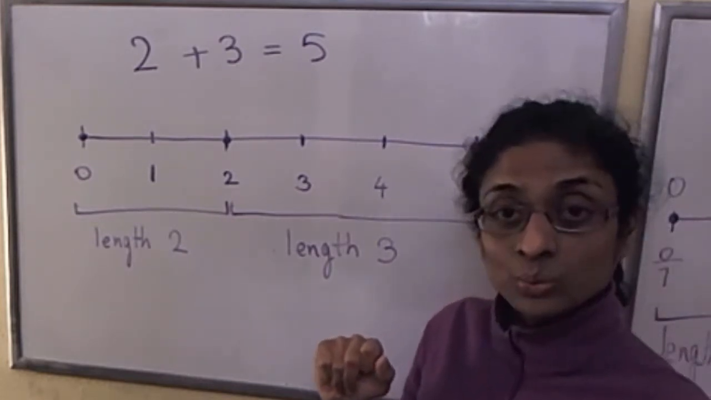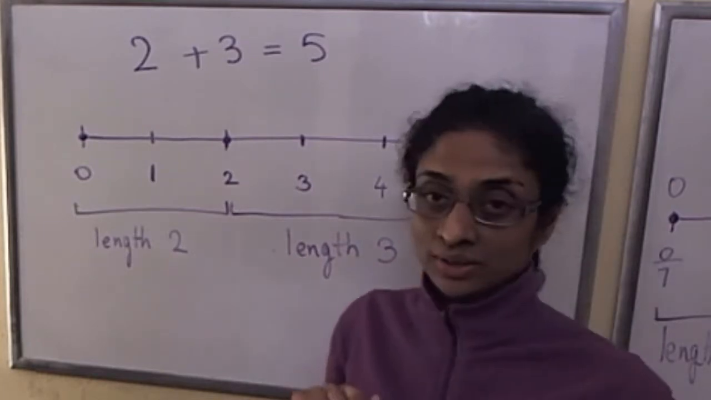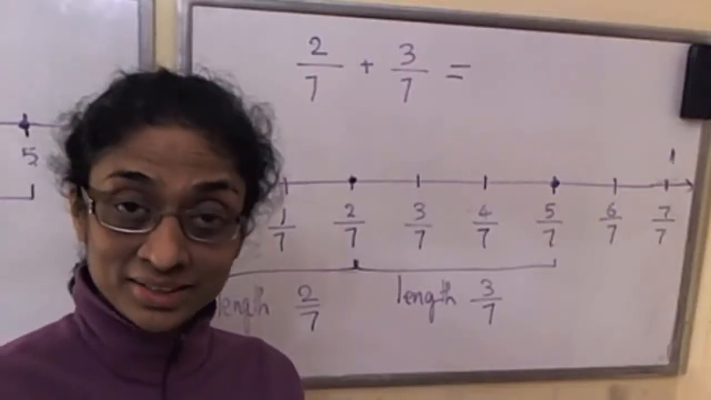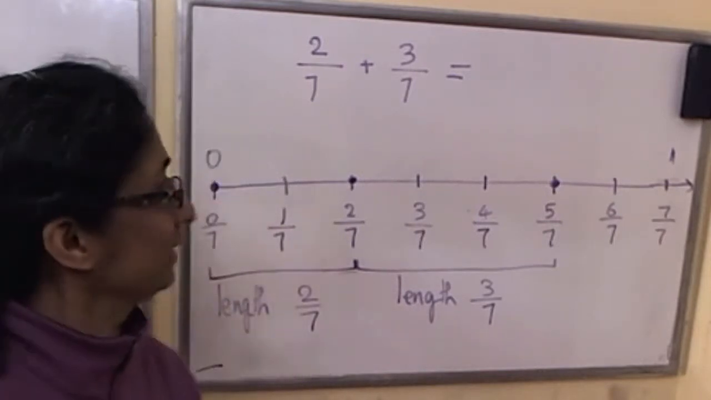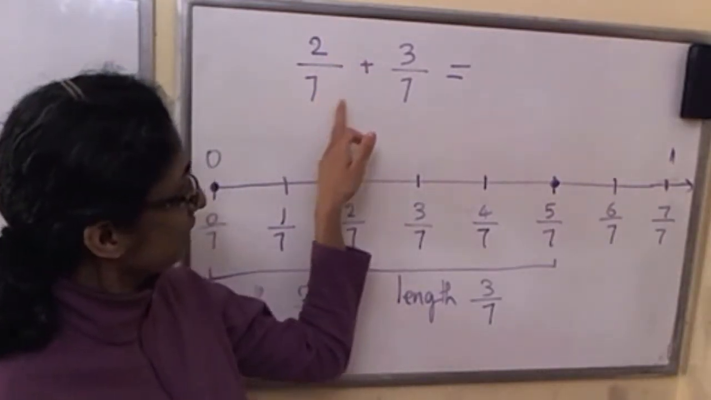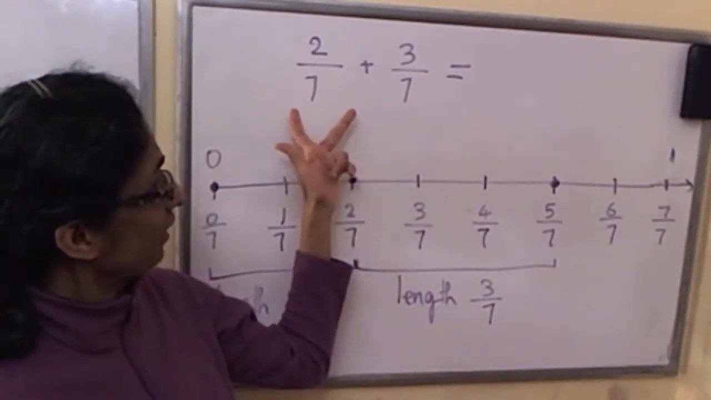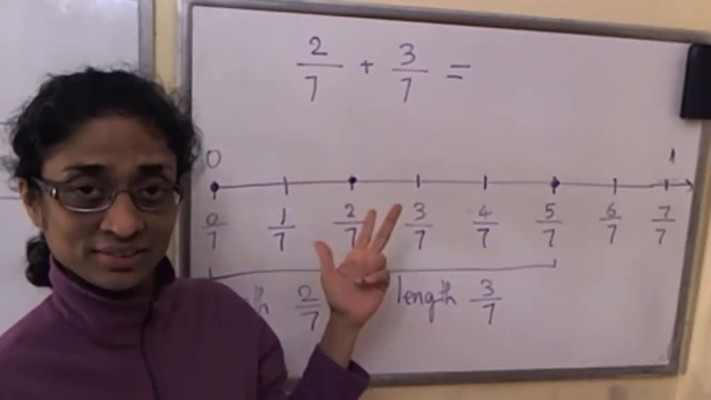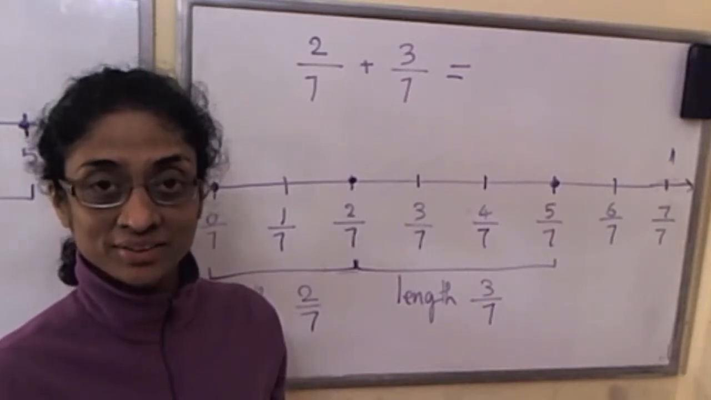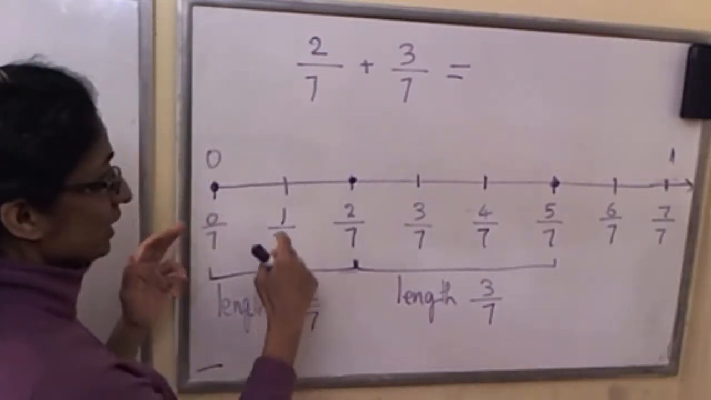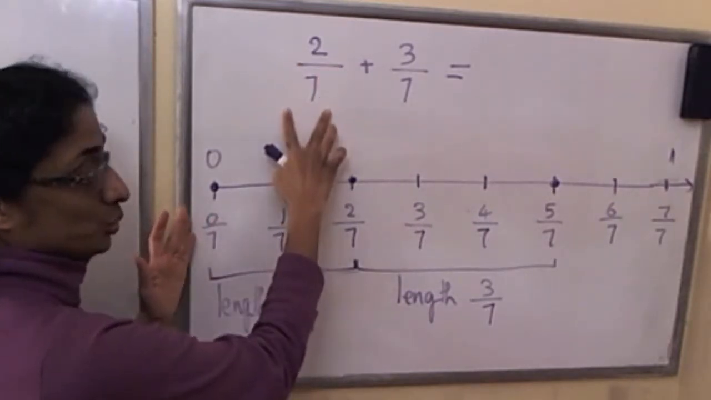Now let's see how we can use the same idea and add fractions. Let's go over to the other board. Let's look at what I have on this board. I have 2 over 7 plus 3 over 7. How do we add fractions? Well, exactly the same way as we added whole numbers on the number line, which is look at a segment of length 2 over 7.